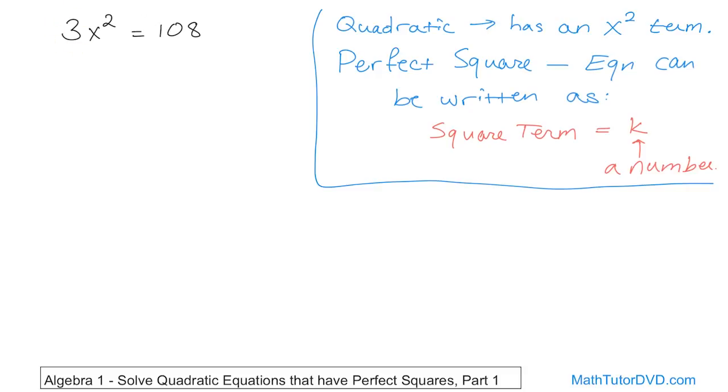So the first thing we're going to do is rewrite the equation: 3x squared is equal to 108. And we're going to divide both sides by 3, because we already know that that's going to cancel the 3's on the left. And all you're going to be left with on the right-hand side of the equation is 108 divided by 3. And if you do that math, what you're going to get is 36.